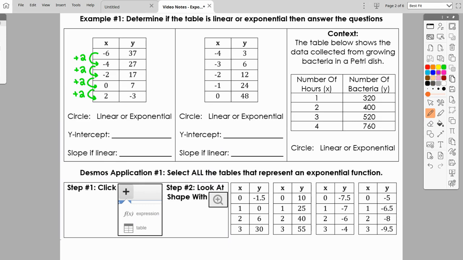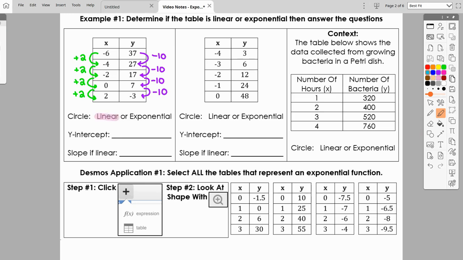Let's look at my change in y. To get from 37 to 27, I subtract 10. To get from 27 to 17, I subtract 10. To get from 17 to 7, I subtract 10. And to get from 7 to -3, I subtract 10 as well. So right away, I have the same number for the change in my y values. So I'm going to go ahead and make sure I know this is a linear function here.